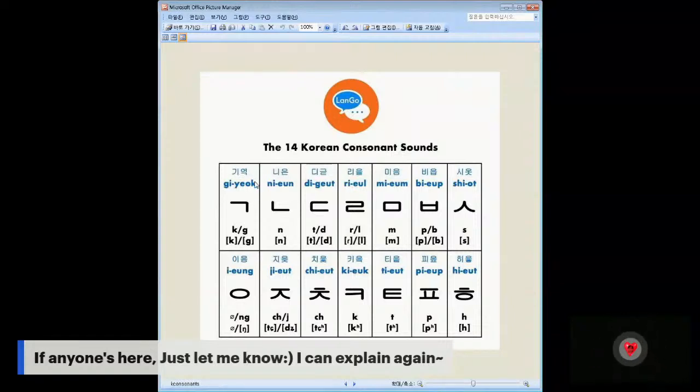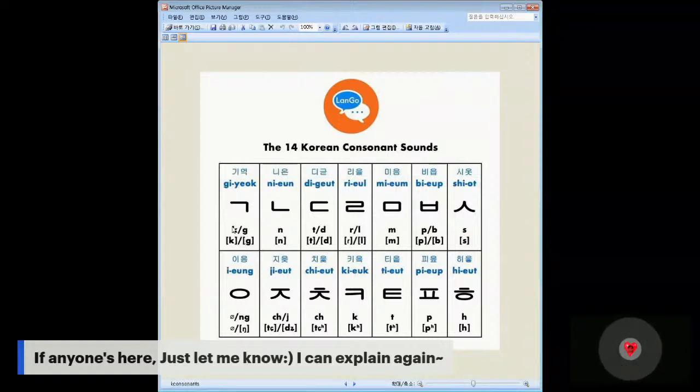So there's a word 기역. It's this consonant's name. So consonants have names. Vowels don't have names, but consonants have names. So these words are their name. And this is this consonant sound.